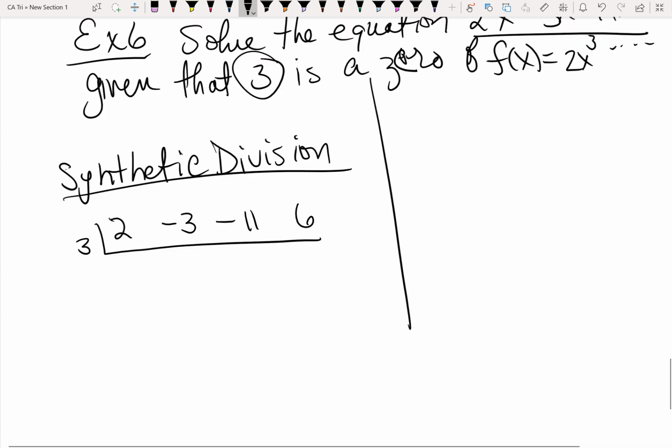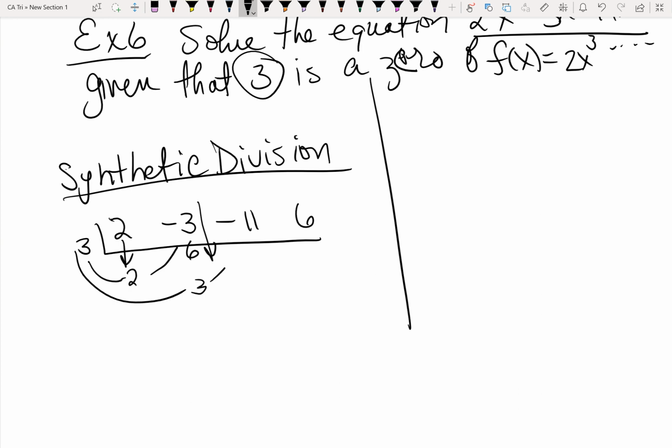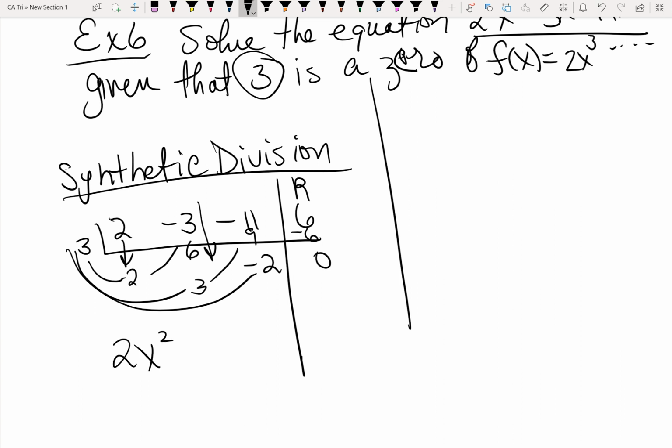We drop the 2, we multiply, obviously that gives us 6. When we add, we end up with 3. 3 times 3 gives us 9. That leaves us with negative 2. And 3 times negative 2 is negative 6. So I have no remainder. Remember, this is always the remainder. And so we end up with 2x squared minus 3x minus 2. That's our answer, since our remainder is 0.